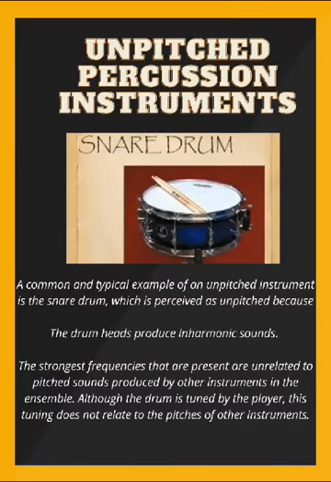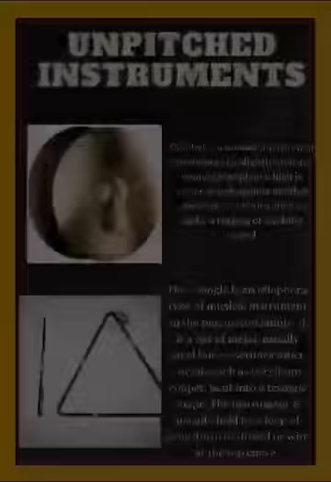A common and typical example of an unpitched instrument is the snare drum, which is perceived as unpitched because the drum heads produce inharmonic sounds. The strongest frequencies that are present are unrelated to pitched sounds produced by other instruments in the ensemble. Although the drum is tuned by the player, this tuning does not relate to the pitches of other instruments.